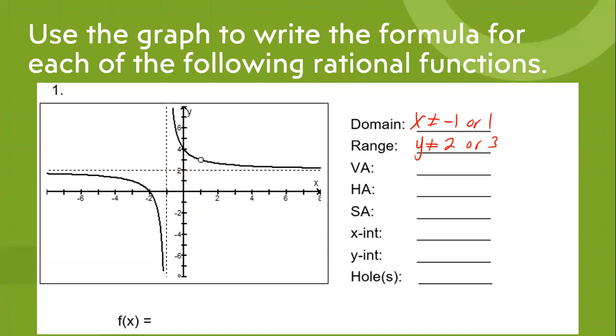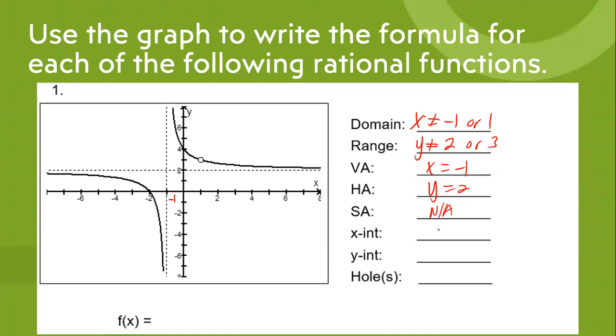Your vertical asymptote, remember vertical goes up and down, vertical leap, right? So we're going up and down. Our vertical asymptote goes through -1. Your vertical asymptote goes through the x-axis. So we write it as x equals -1. Horizontal goes left and right, the horizon, right? It goes through the y-axis. So we write it as y equals 2. If I have a horizontal, I will not have a slant asymptote. So that would be NA.